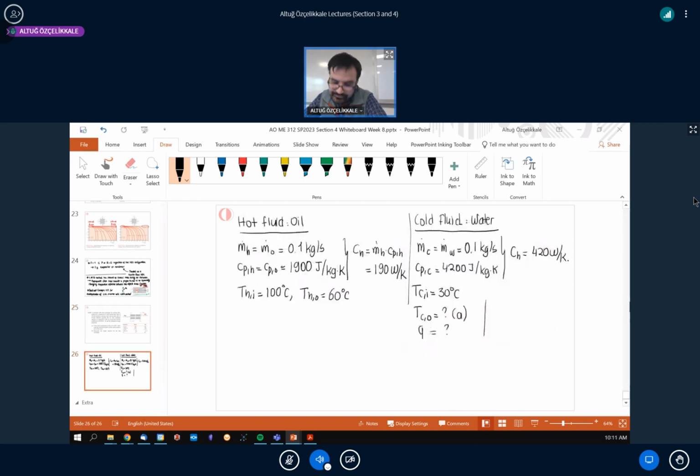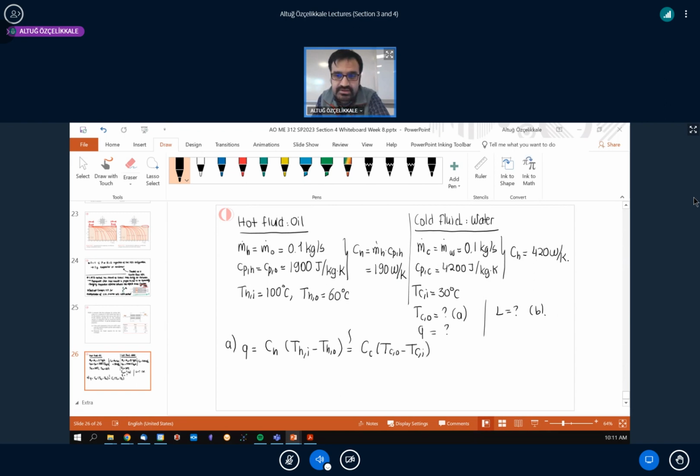Okay, so what is the length of the heat exchanger? That's in part B. So in part A, we are going to use the overall energy balance. Well, the heat transfer rate, let me write this, equal to the heat capacity rate of the hot fluid times the hot fluid inlet temperature minus the hot fluid outlet temperature. That's equal to the heat capacity rate of the cold fluid times the cold fluid outlet temperature minus the cold fluid inlet temperature.